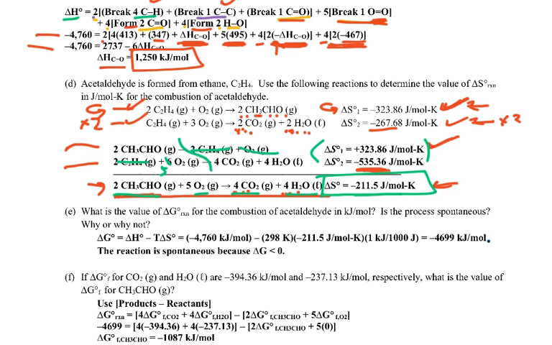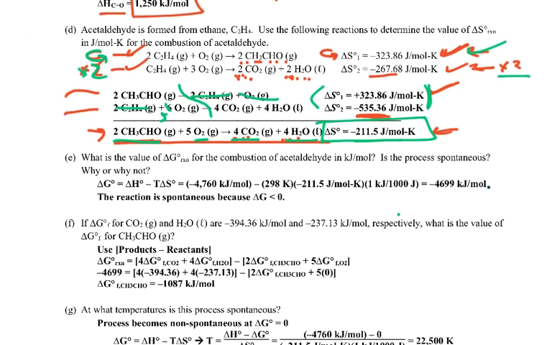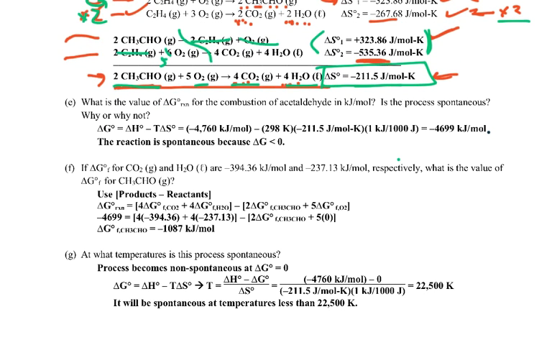So it's Hess's law using delta S's instead of delta H's. The first equation had to be flipped, the second equation had to be multiplied by 2. So we changed the sign on the first delta S, and we multiplied by 2 for the second delta S, and added those together. Okay, for E, what is the value of the delta G for the combustion of acetaldehyde?